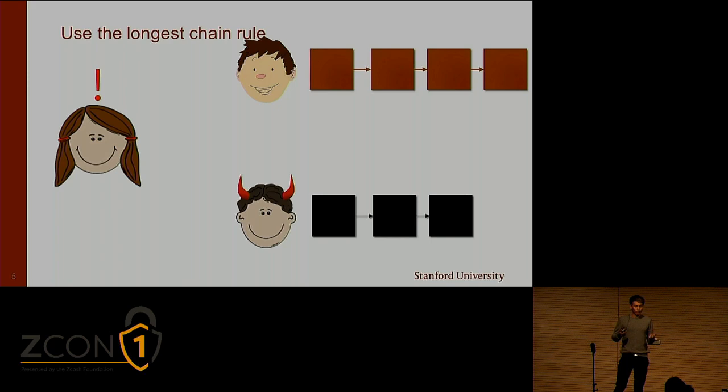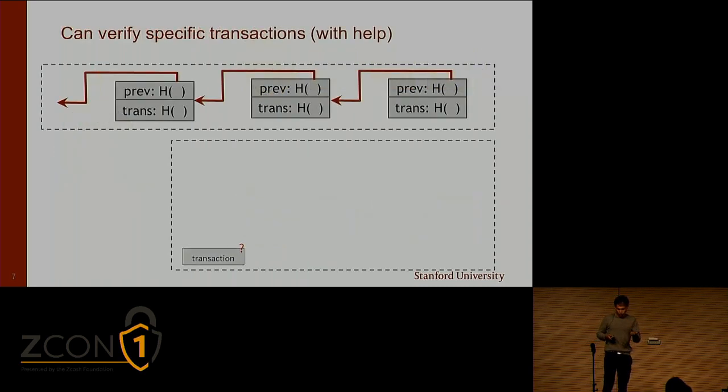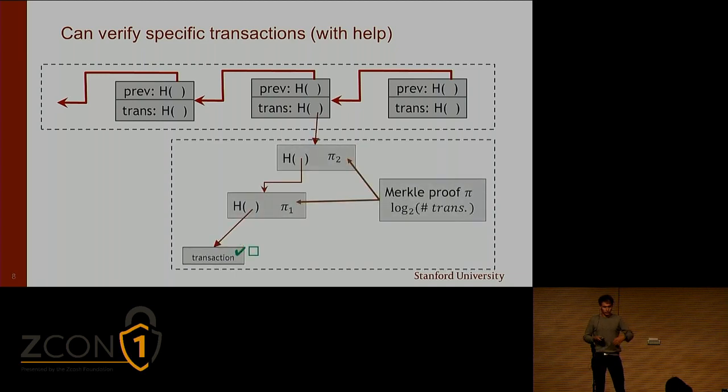This all falls under the assumption that, in equilibrium, the chain with the most work will be the honestly created chain and will follow all of the rules of the network. You can't verify all of the transactions because you don't have them, but you can verify specific transactions with some help. If I receive some money, then a friendly full node can give me the transaction and a Merkle proof, a proof that this transaction was included in a certain block, and I just verify this proof and check that this transaction is valid and that I've received some money.